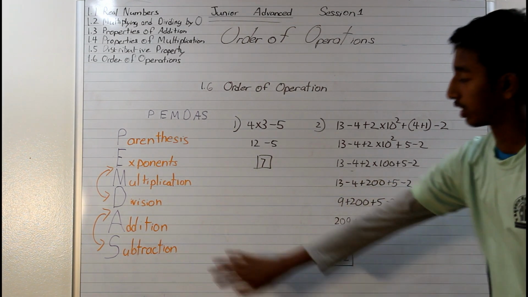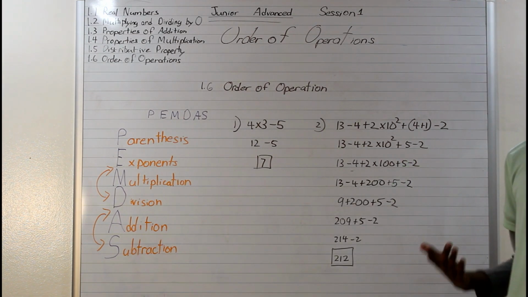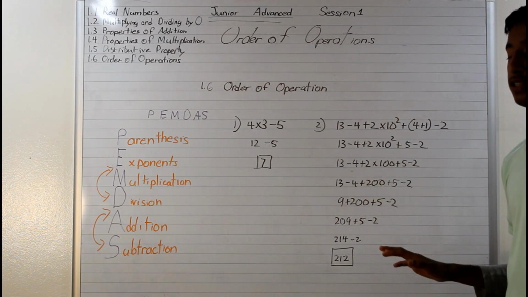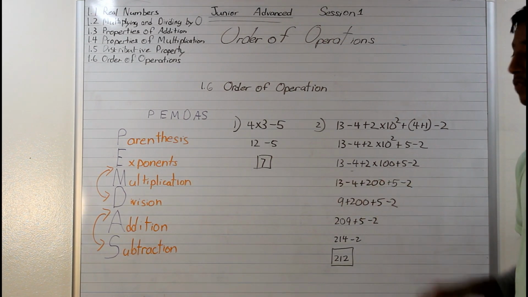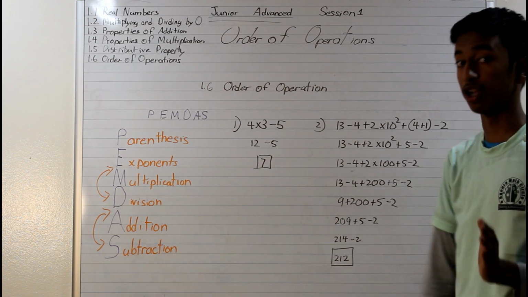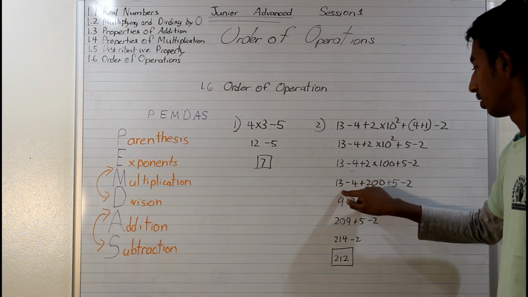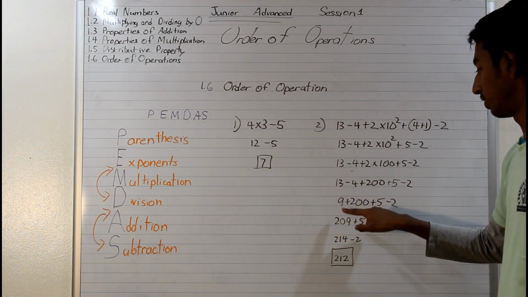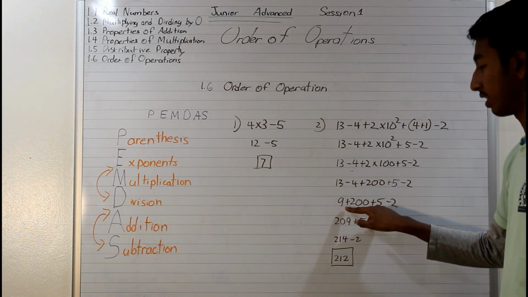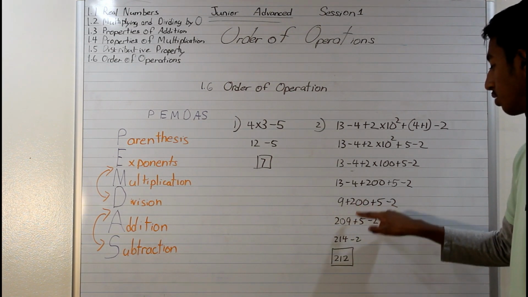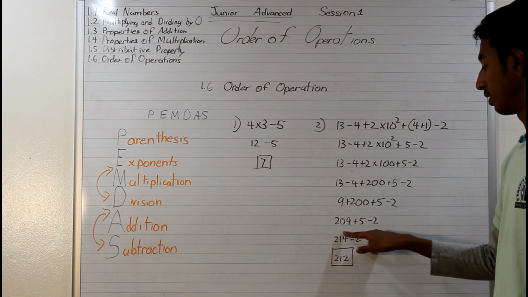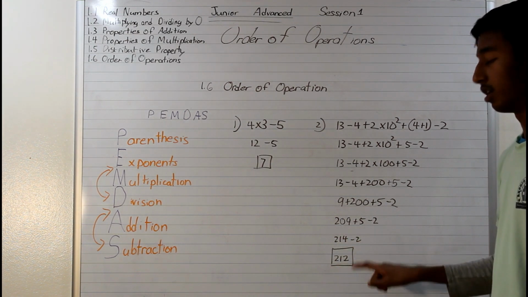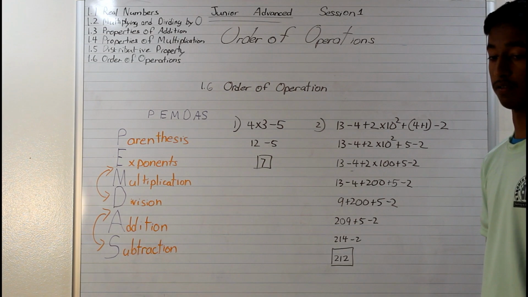Next, you're down to just the addition and subtraction. This is where what I was talking about comes in handy. Addition does not take dominance over subtraction, so whichever one comes first in the left to right reading order is what you do first. So first comes subtraction. So you do subtraction here, you get 9. The next on the list is addition. So 9 plus 200 is 209. Then next on the list is subtraction. 214 minus 2 gives your final answer of 212.